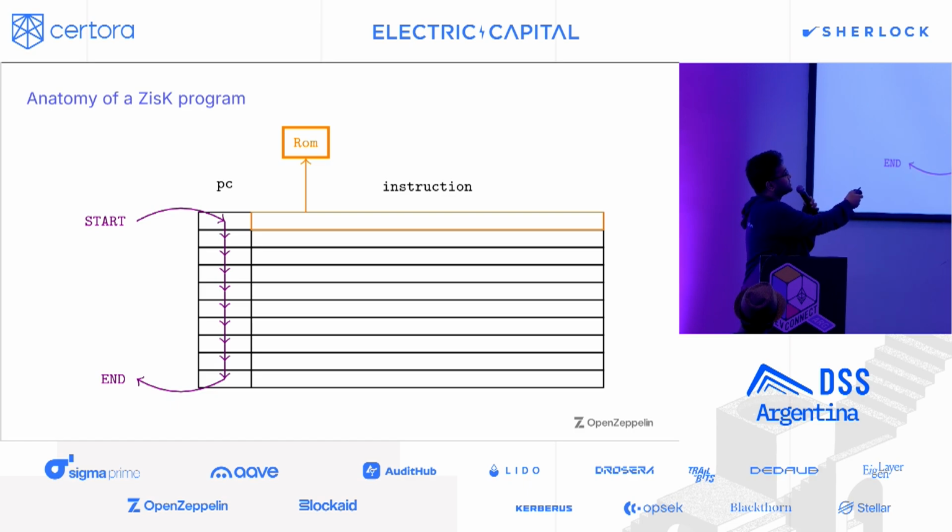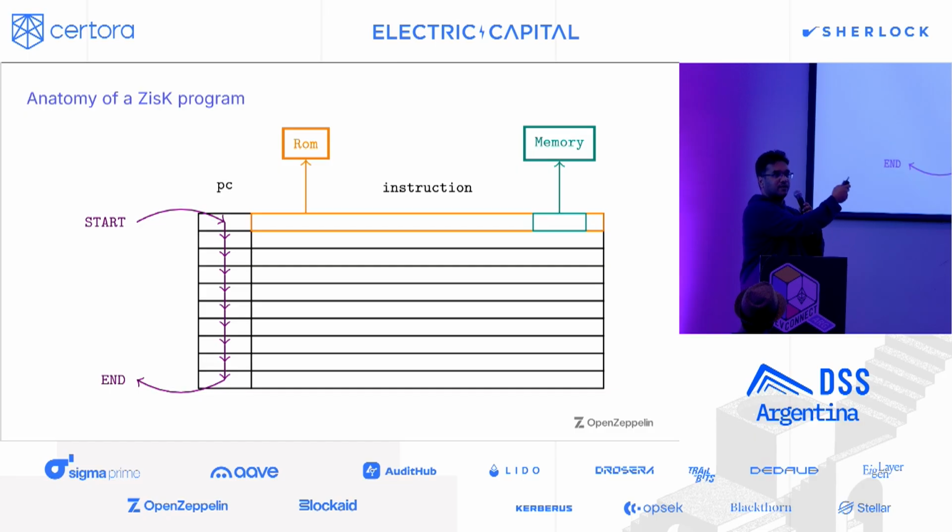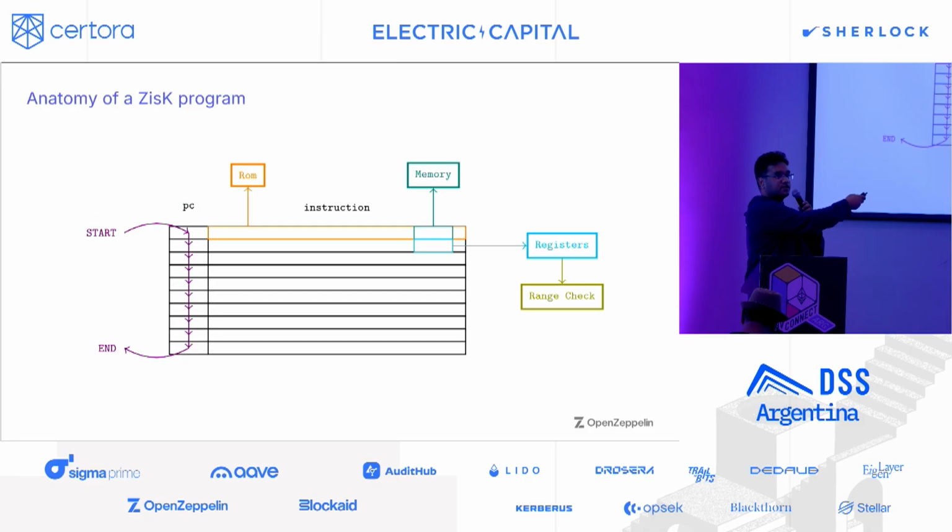One of those instructions might access memory. There's a separate component to make sure that you're doing that consistently and aligning all the addresses correctly. One of those instructions might use a register. We want a separate component to make sure that we're reading and writing the latest state. The timestamps have to have a range check, a separate component for that.